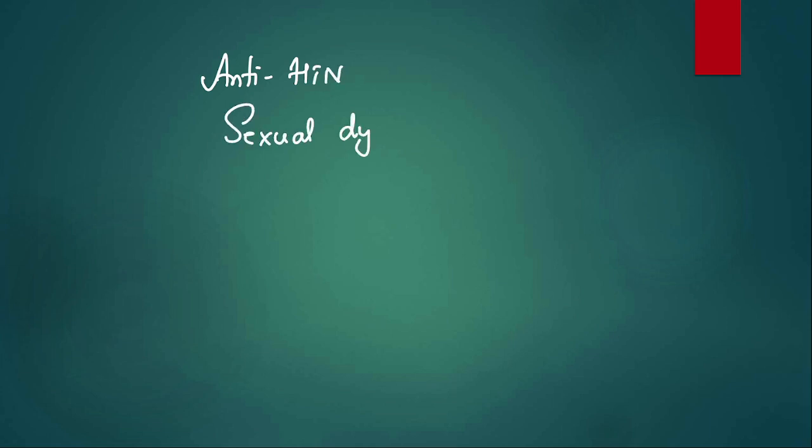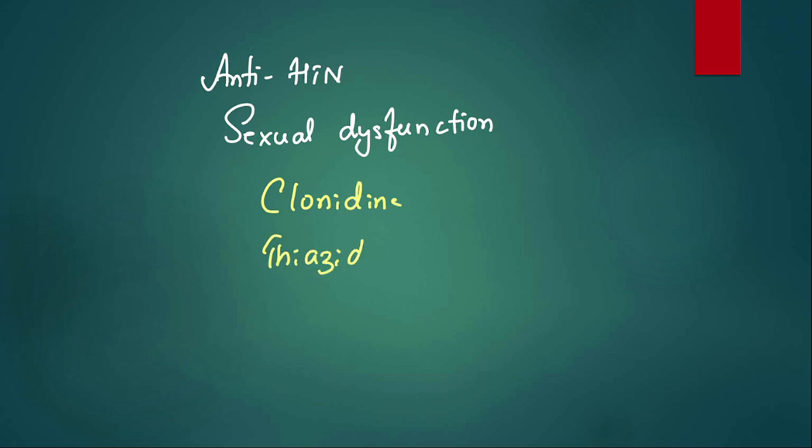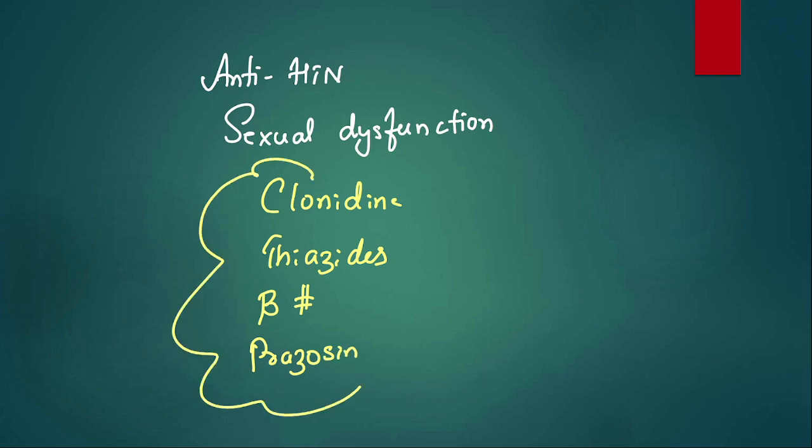Now, they can also ask you which antihypertensives can cause sexual dysfunction. If they cause sexual dysfunction, you should not give them in sexually active males. So remember, don't give clonidine, don't give thiazides, don't give beta blockers, and don't give prazosin, because these antihypertensives may interfere with sexual function.